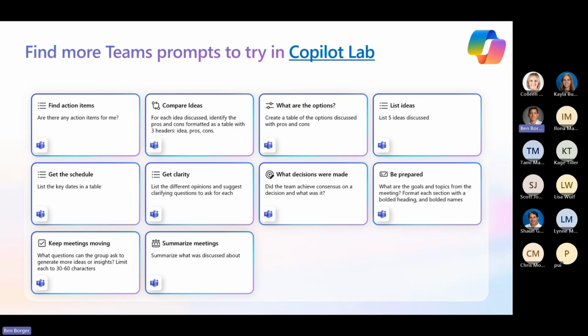So again, be sure to check out the Copilot Lab for lots of creative prompts you can use to get beyond just the basics of summarizing and generating action items. You can get pretty detailed with your prompts and have Copilot suggest to compare ideas and options across different iterations of a project or different meetings, generate responses in table format, do quite a bit in Teams.